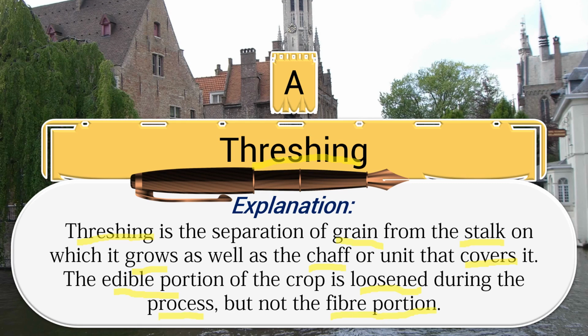So we are saying that threshing is the separation of the grain from the stalk on which it grows, as well as the chaff or units that cover it. That is what we call threshing. The edible portion of the crop is loosened during the process, but not the fiber portion.